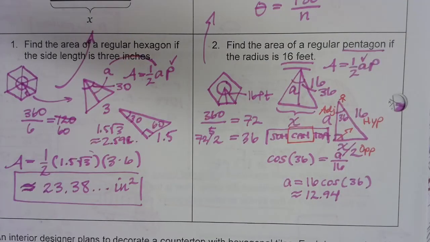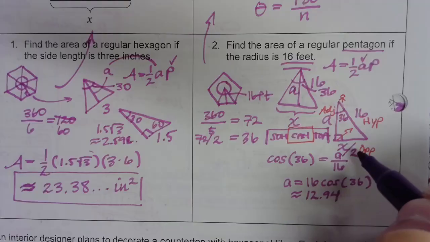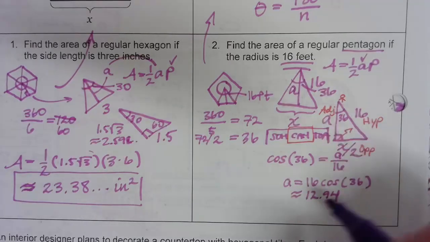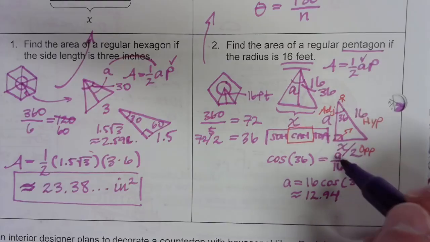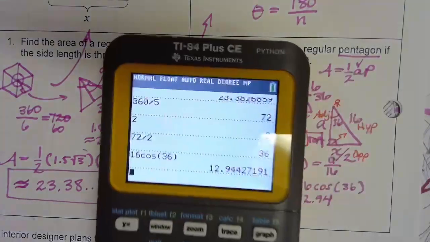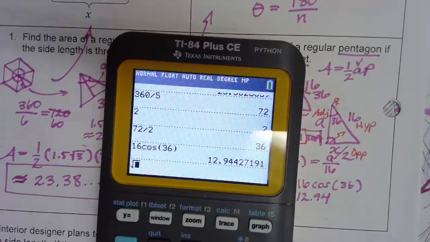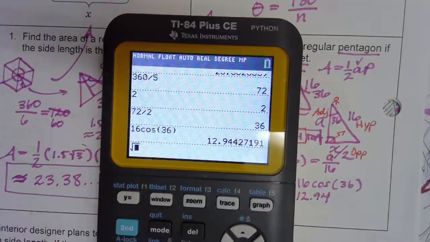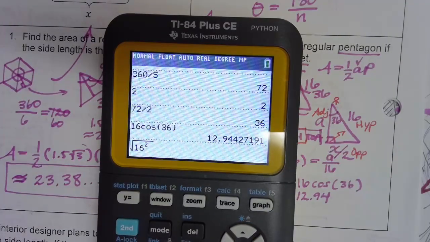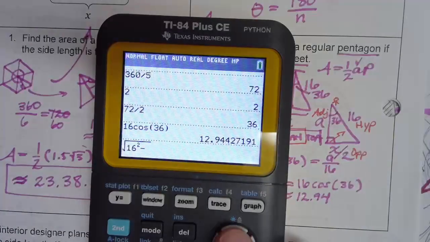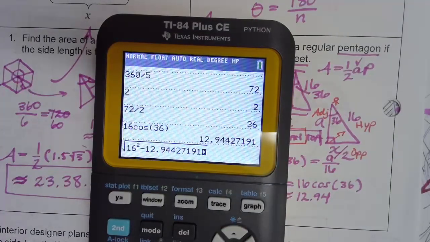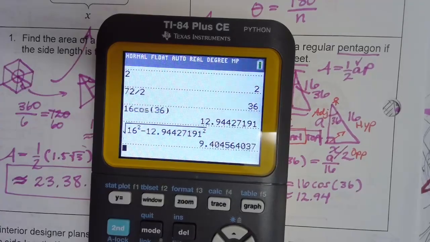And to find the perimeter, I really need the outside of this shape. Now I know this side is 12.94-ish, and I know this side is 16. So if I wanted to, I could just use the Pythagorean theorem here. That seems a lot easier. So summarizing, the Pythagorean theorem for the leg is equal to 16 squared minus 12.94 squared. Instead of typing out 12.94, I'm just going to grab it from here and square that whole number and be done with it to get about 9.40.